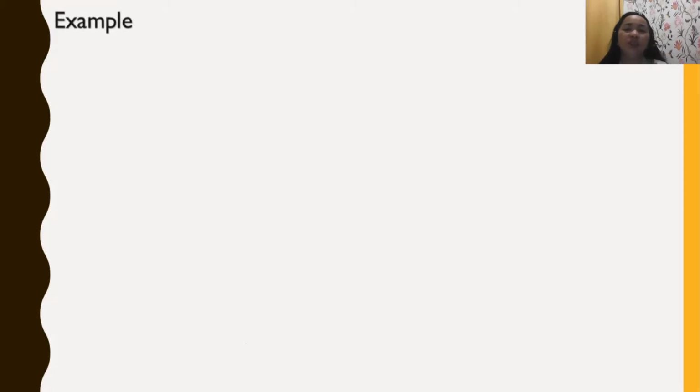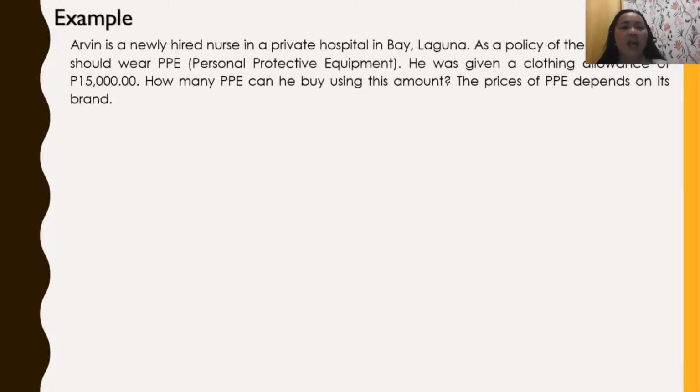Now, let's proceed to another example. Arvin is a newly hired nurse in a private hospital in Bay Laguna. As a policy of the hospital, they should wear PPE or personal protective equipment. He was given a clothing allowance of 15,000 pesos. How many PPE can he buy using this amount?